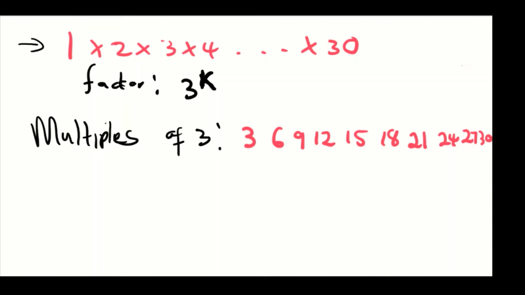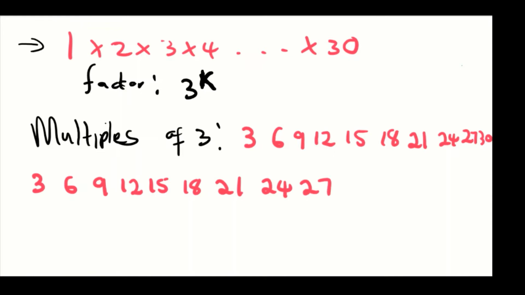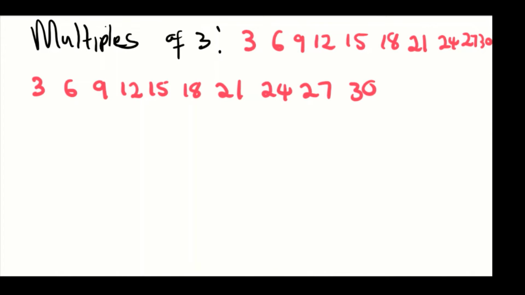So I'm just going to write them properly: 3, 6, 9, 12, 15, 18, 21, 24, 27, and 30. These are our multiples of 3. And then let's write these multiples in terms of base 3, because our factor is 3 to the power of k. So this 3, in exponent form, is simply 3 to the power of 1. And this one here, we know it's made of 3 times 2.